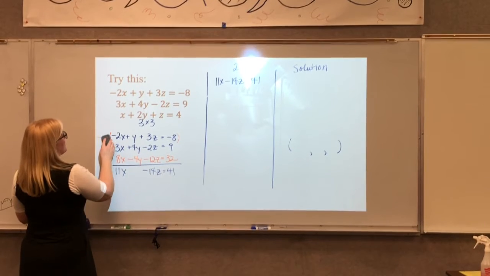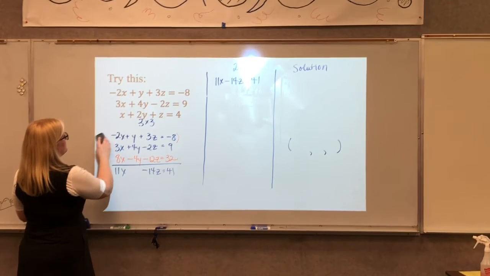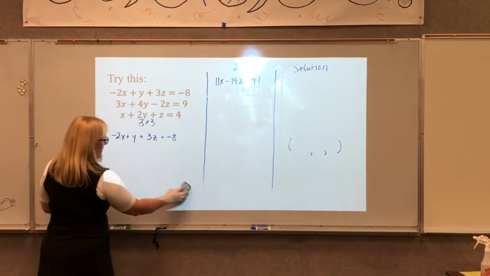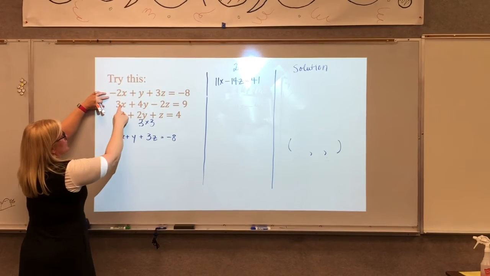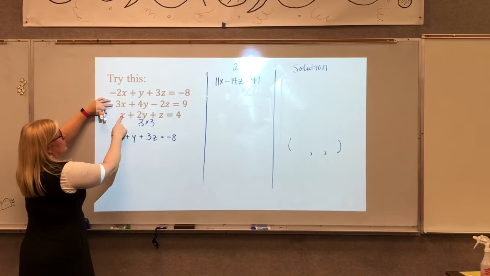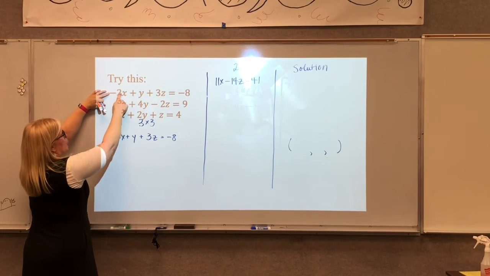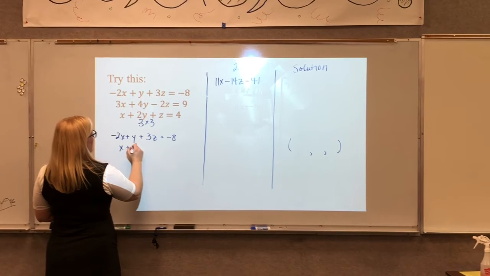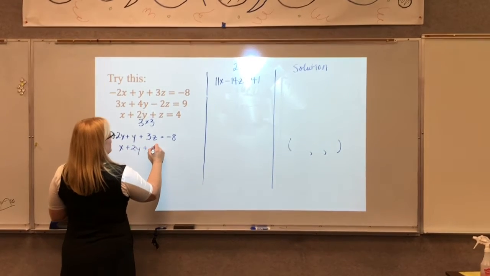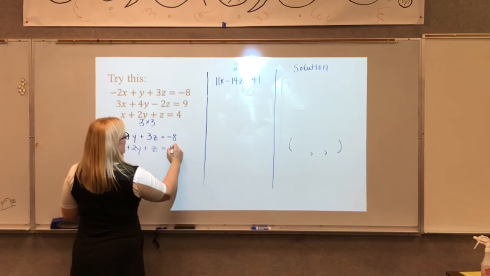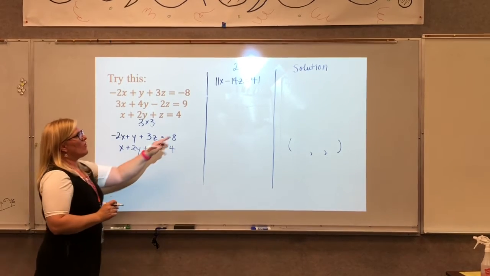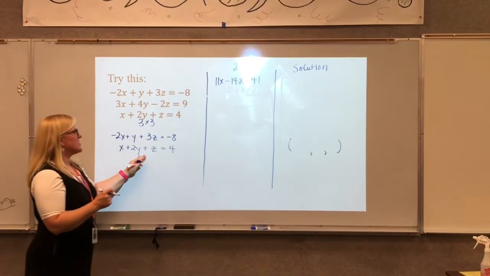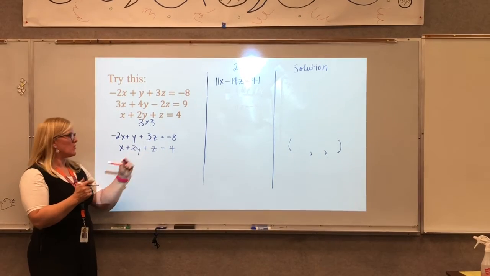But I am actually going to keep this top one. So I just did the first 2, and you could do these 2 also, but I think I'm going to do the top one and the bottom one. So now I have x plus 2y plus z equals 4. Now I look over here, and remember, I got rid of the y. So I have to get rid of the y here also.